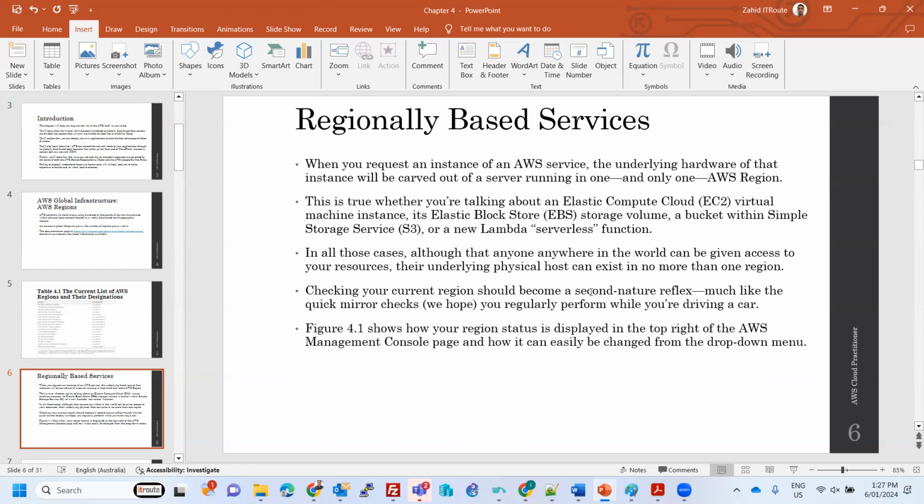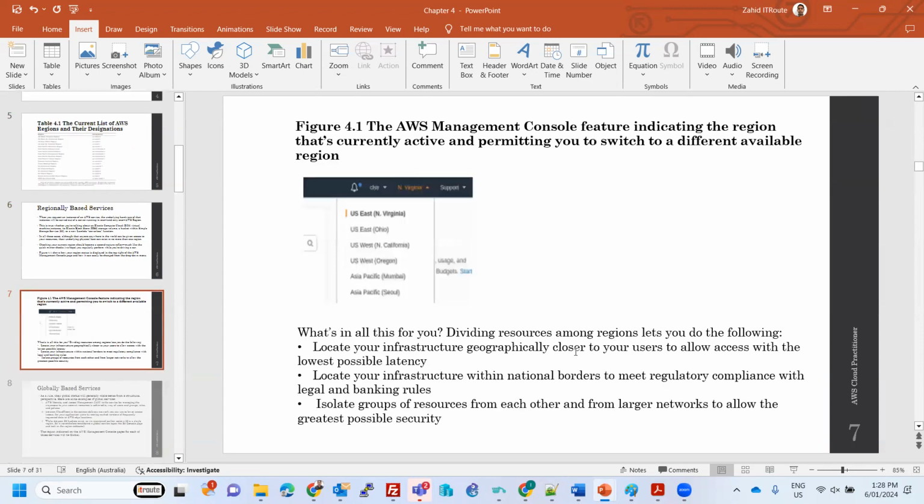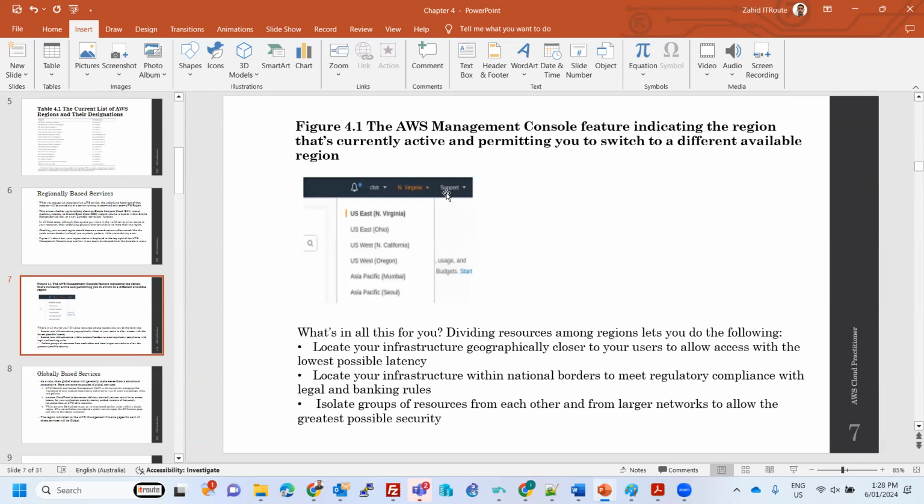Checking your current region should become a second-nature reflex, much like the quick mirror checks you regularly perform while you are driving a car. This shows the region status, displayed at the top right of the AWS Management Console page. Basically, we have looked at this already, right? How to select the region. Default is North Virginia, but let's say I want to select Ohio or Oregon, so I have the options to select.